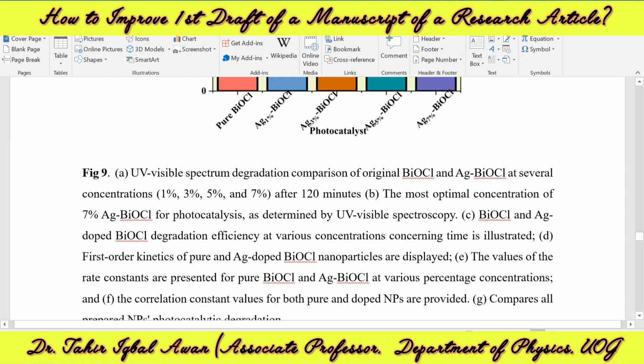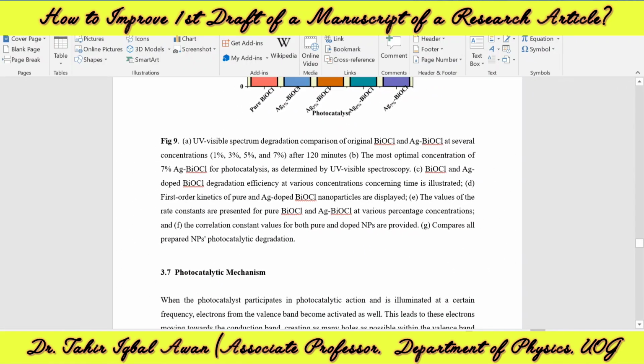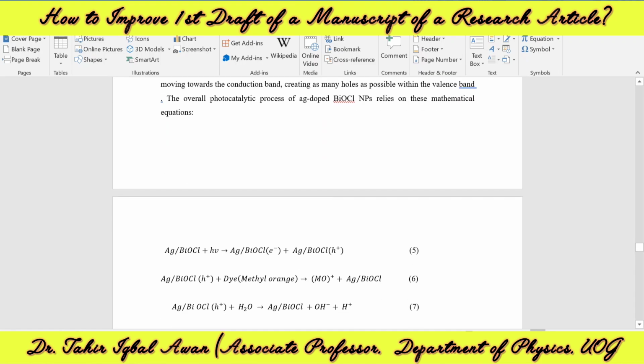Let's see the caption. It means the caption is indicating that there must be some A, B, right? A, B, C, yes. But in the figure that's missing. So that should not be like that, right? So let's move on. And then section 3.7, that is the photocatalytic mechanism.